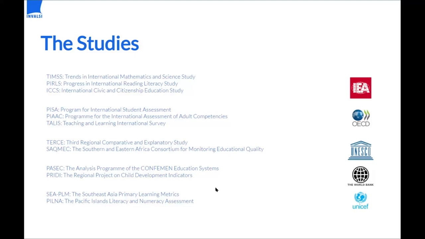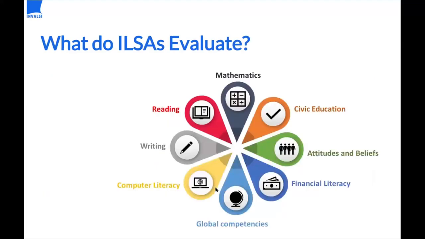What else? What do these ILSAs evaluate? Of course, at the beginning, it was only mathematics, reading, and science. But as they have evolved, they are now evaluating many different things. We have, as you know, mathematics, reading, and science. These are the main things, the first things that were evaluated. But then we also have some studies like the study in Southeast Asia and ERCE. They evaluate writing, not only reading, but writing literacy.